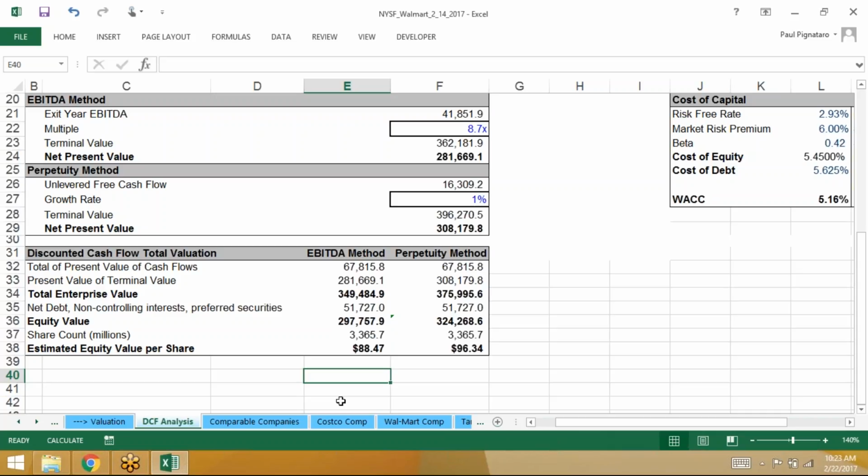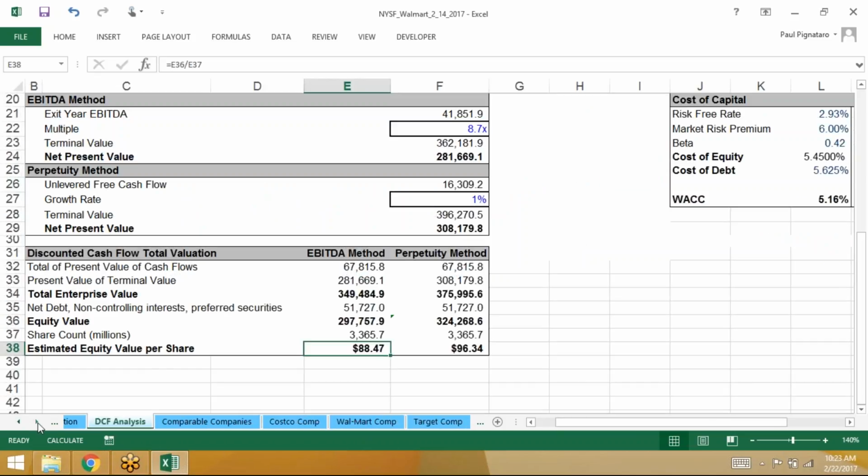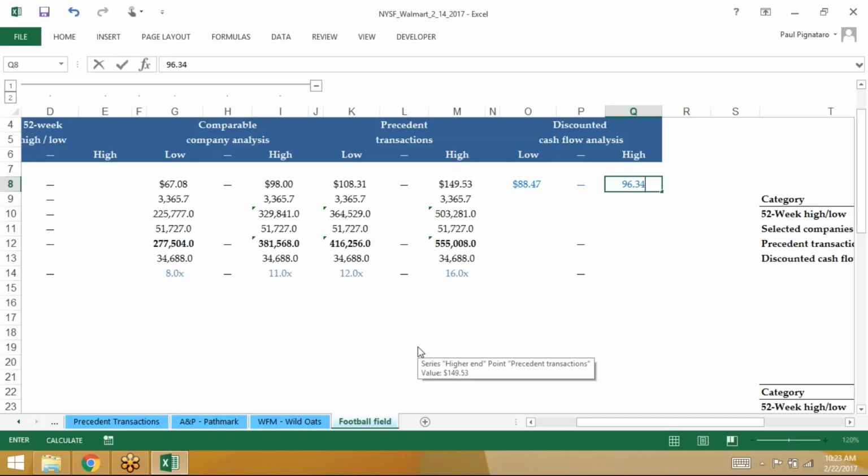You can also look at it on a multiple basis. Instead of equity value per share, I could have had implied enterprise value multiple, and then gotten a range like I did before and rounded the range. So for this one, I'm going to start with 88.47 as the low and 96.34 as the high. I'm going to go over to the football field and enter low 88.47, high 96.34.